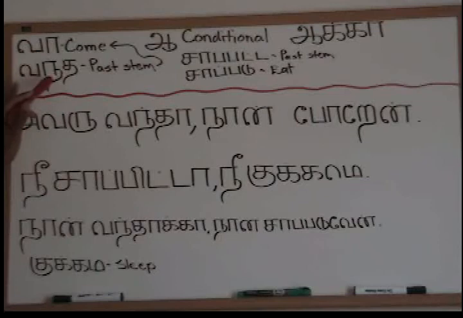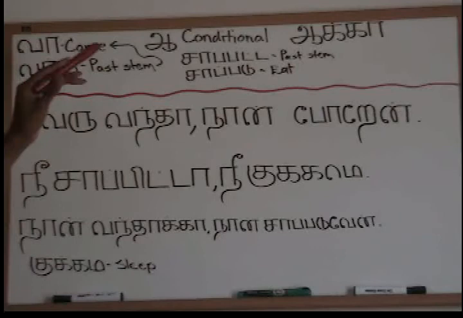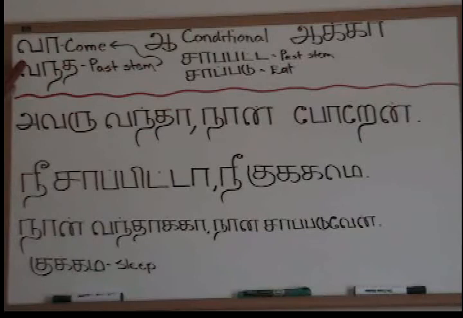Okay, so when you want to use this conditional, you just take the ah and tack it at the end of the past tense. So this van will become banda, and that will mean if come. I've made some example sentences here to show you guys how those will work, and let's get to them.